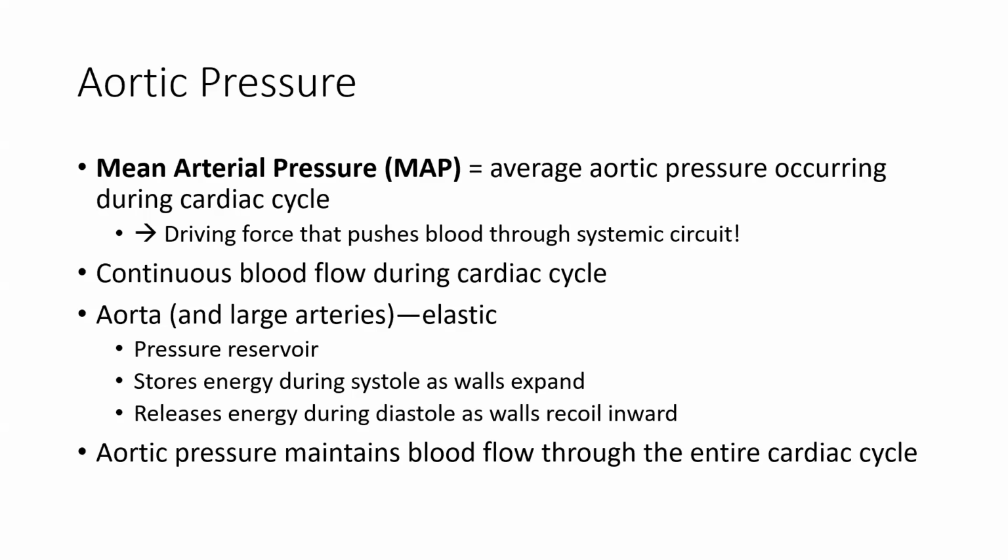So if you've got a very low diastolic pressure and a very low systolic pressure, that means you don't have a very good driving force that's moving blood through your systemic circuit. Likewise, if you've got a very high systolic pressure and a very high diastolic pressure, that is indicating there's narrowing in your arteries. So the blood is under extremely high pressure.